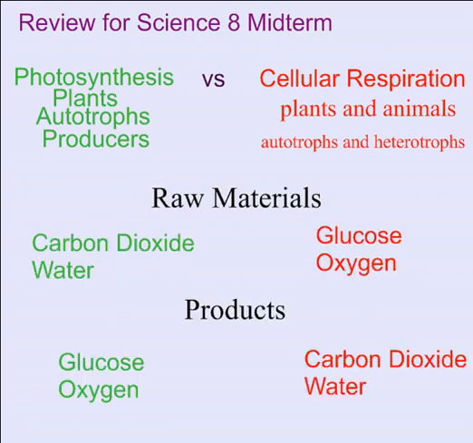Now, the raw materials a plant needs: carbon dioxide and water. Of course, they're going to need sunlight energy also, but that's not a material. What's being produced is glucose, and glucose and oxygen are the products of photosynthesis. Photosynthesis is on the left here. Cellular respiration, the raw materials are glucose and oxygen. Glucose is the fuel. You need oxygen as well. After the glucose gets broken down, you're left with carbon dioxide and water.